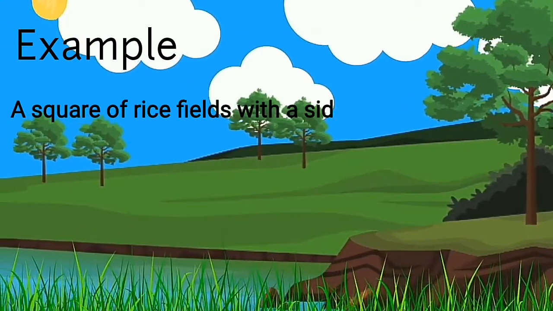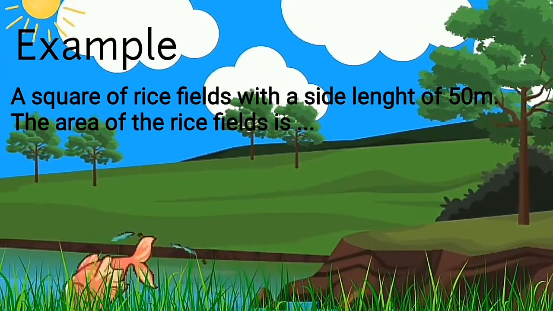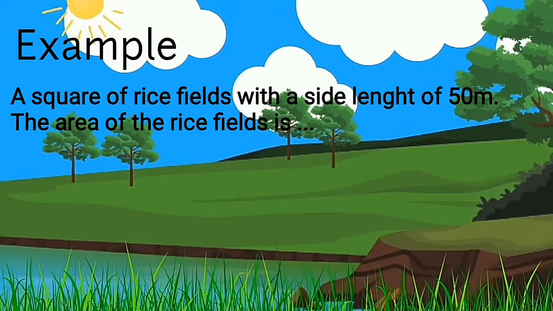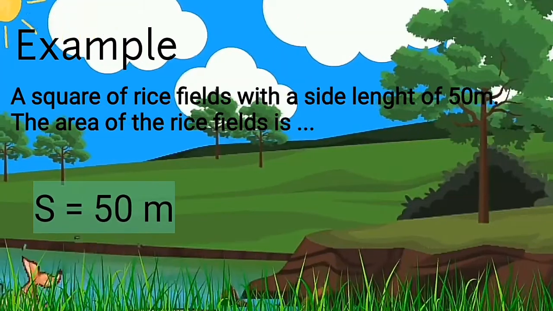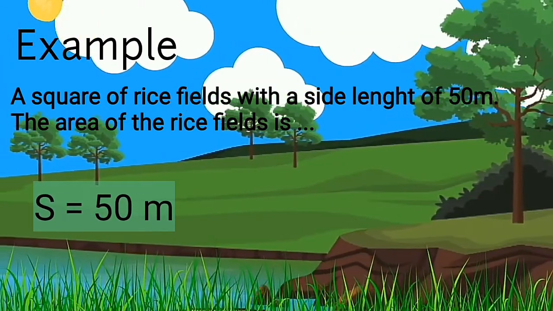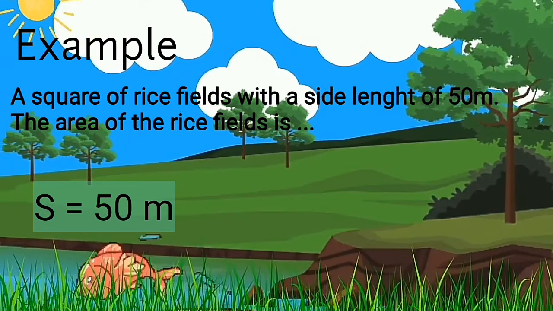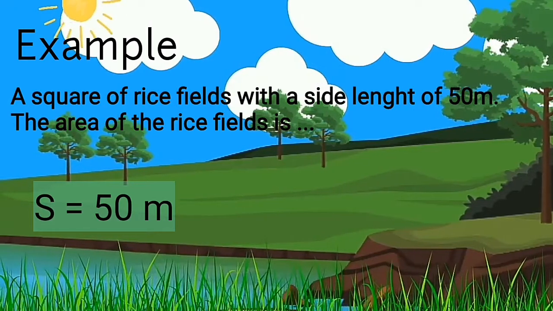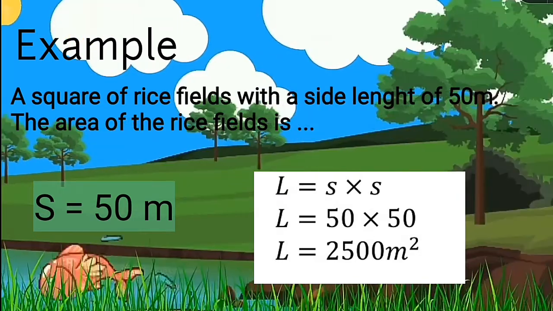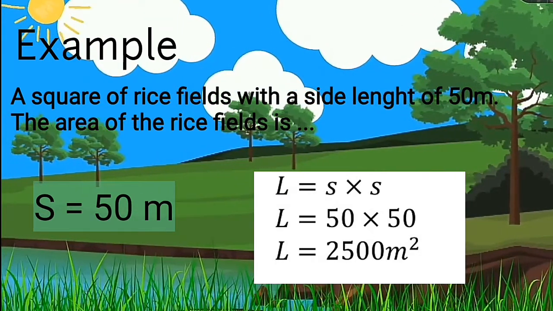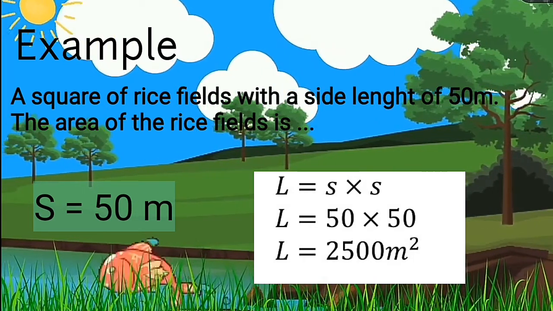A square rice field has a side length of 50 meters. What is the area of the rice field? It is known that side equals 50 meters and side equals 50 meters. Solution: substitute it into the square formula. L equals 50 meters times 50 meters. Then the area of the square is L equals 2500 meters squared.